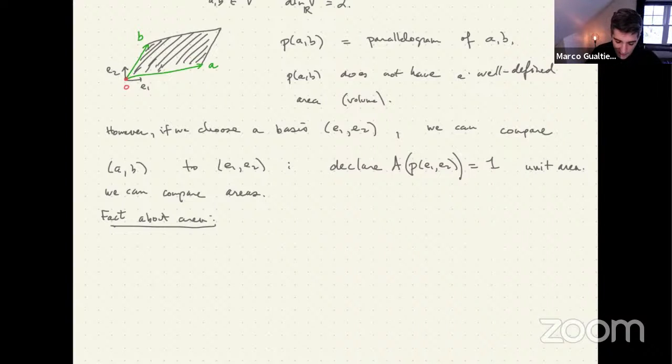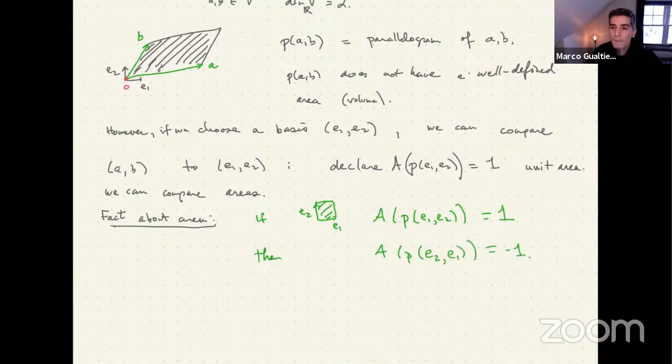Because if the area of the parallelogram of E1, E2 is equal to 1, then the area of the parallelogram of E2, E1 is equal to -1. This is something that people never told you about the area, which is that it has a sign. So what do I mean by that?